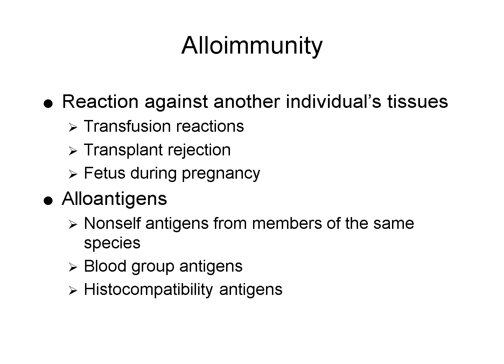Alloimmunity occurs when the immune system reacts against tissues from another individual. This can happen during blood transfusions, organ transplantation, or pregnancy. The immune system recognizes the donor tissues as foreign and launches an immune response against them. The molecules that trigger alloimmunity are called alloantigens, and they are typically proteins found on the surface of cells, such as blood group antigens and histocompatibility antigens.